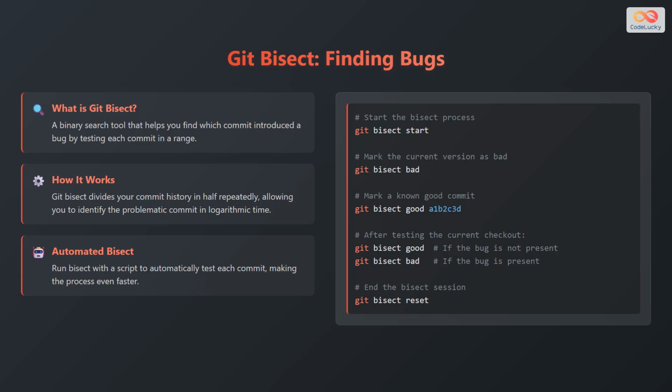To start the Bisect process, type git bisect start. Mark the current version as bad with git bisect bad. Mark a known good commit using its hash with git bisect good, followed by the commit hash. After testing the current checkout, use git bisect good if the bug is not present, or git bisect bad if the bug is present. To end the bisect session and return to your original state, use git bisect reset.